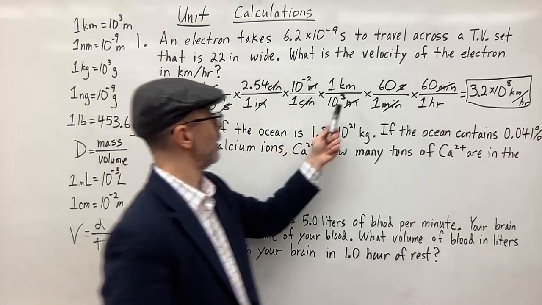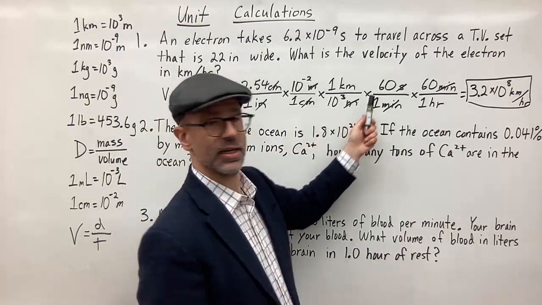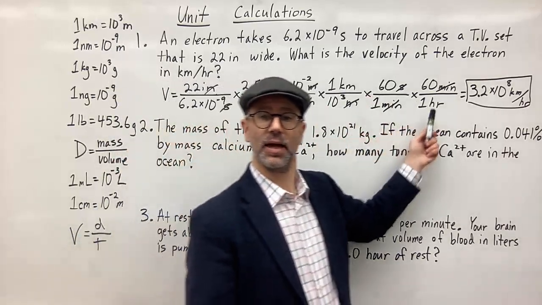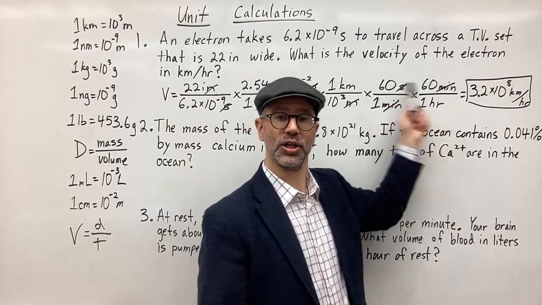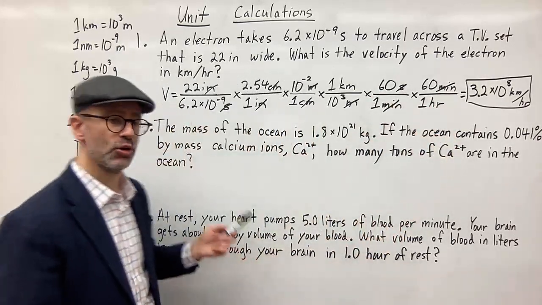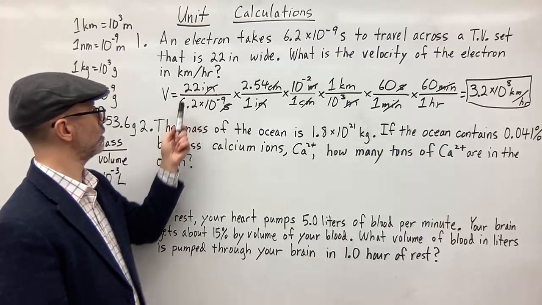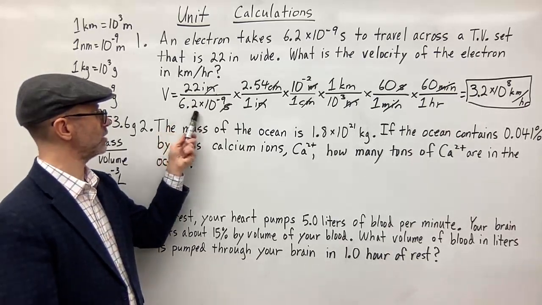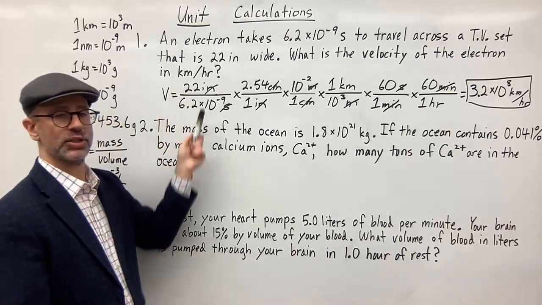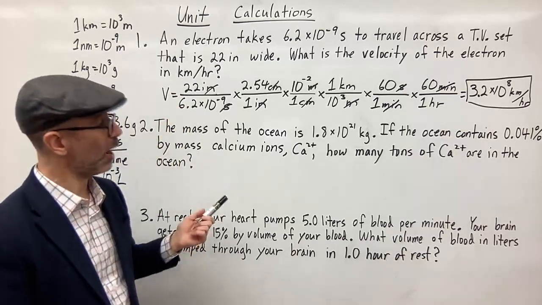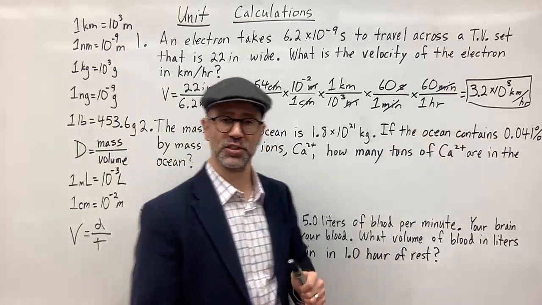Centimeters to meters, meters to kilometers is exact. Minutes to seconds, minutes to hour, these are exact as well. So we can ignore all of those. So the only two that we're interested in is 6.2, that's 2 sig figs, and 22 inches, that's 2 sig figs. So our answer should have 2 sig figs.